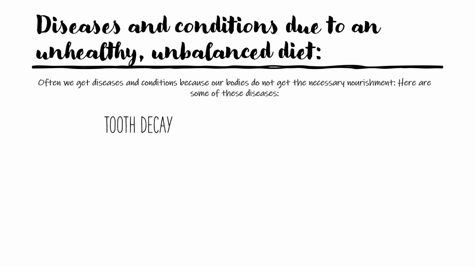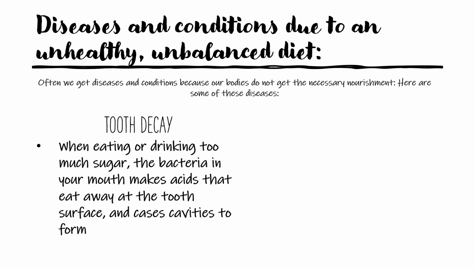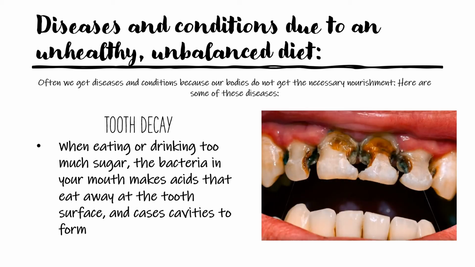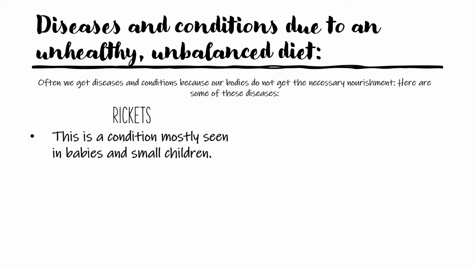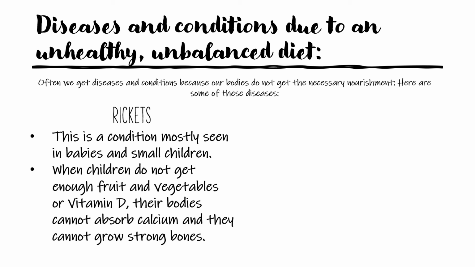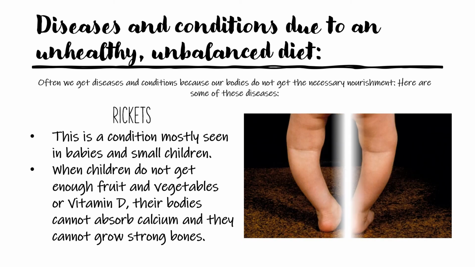The first one is tooth decay. When you eat or drink too much sugar, the bacteria in your mouth makes acids that eat away at the tooth surface called enamel and causes cavities to form. The next disease we will be looking at is rickets. This is a condition mostly seen in babies and small children. When children do not get enough fruit and vegetables or vitamin D, their bodies cannot absorb calcium and they cannot grow strong bones.